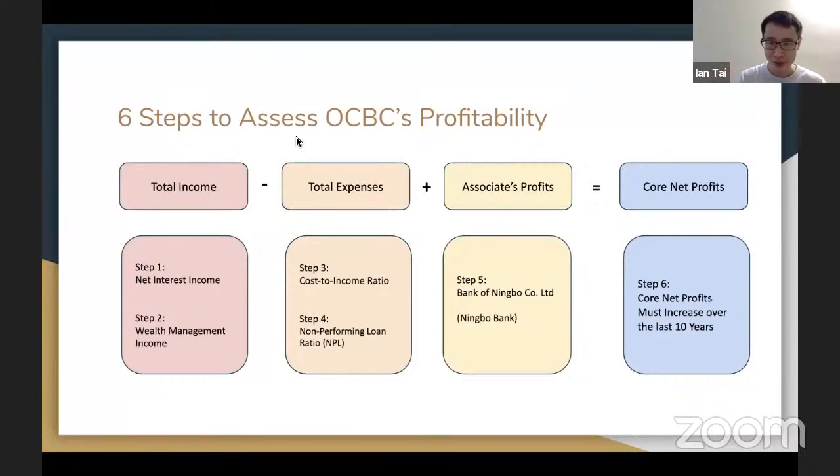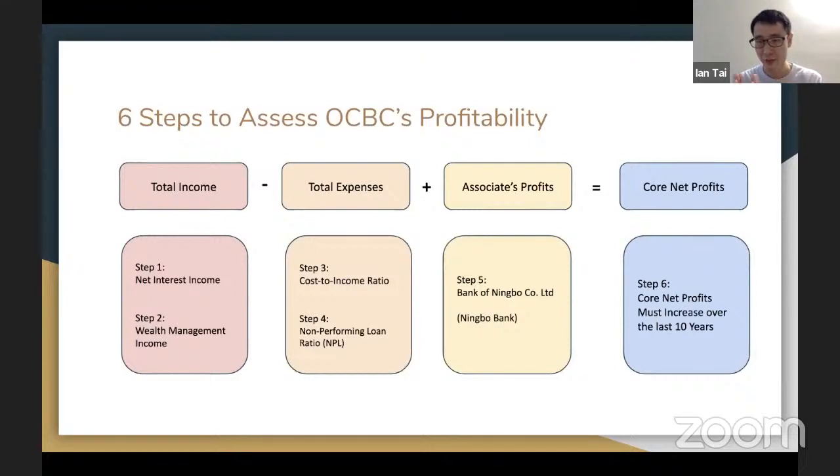So basically for OCBC Bank, the whole idea is to look into these six things. Very easy. Profitability of the bank, how do you assess it? It's like this. First, we have total income. Total income means anything that is bringing money in. And then we minus off the total expenses.